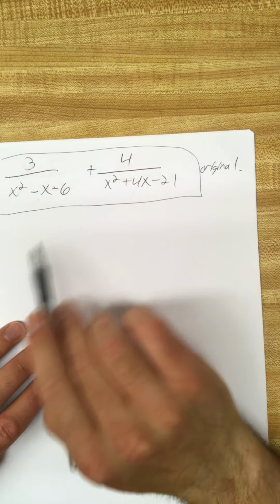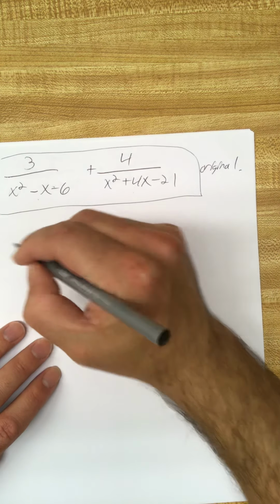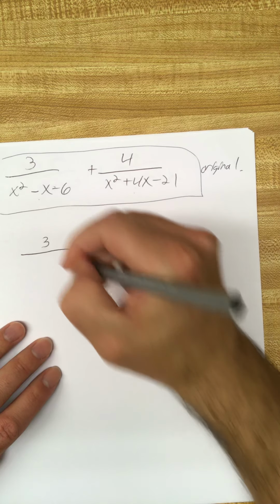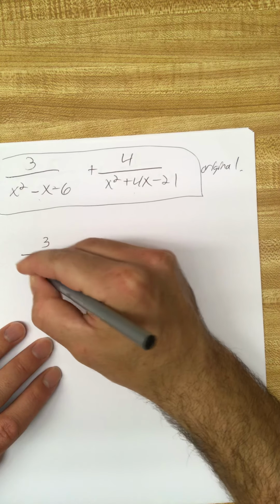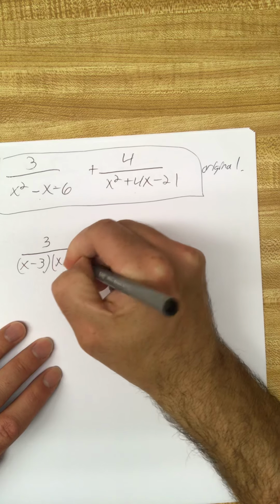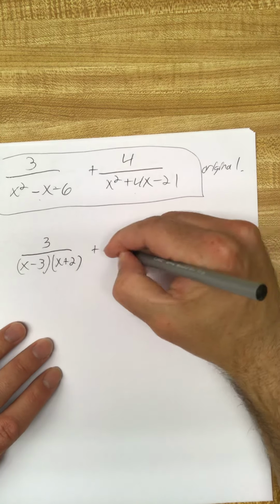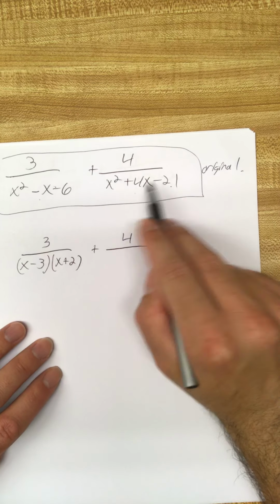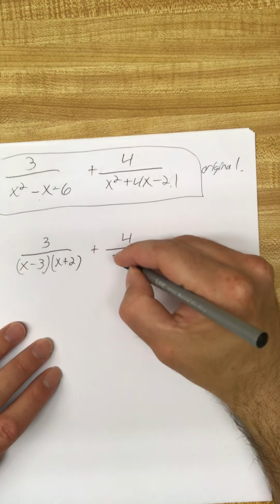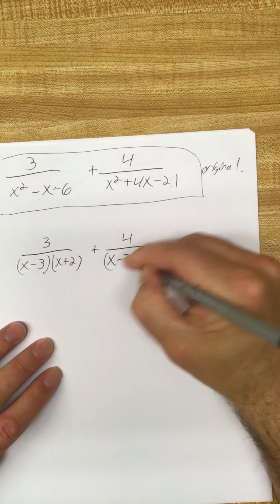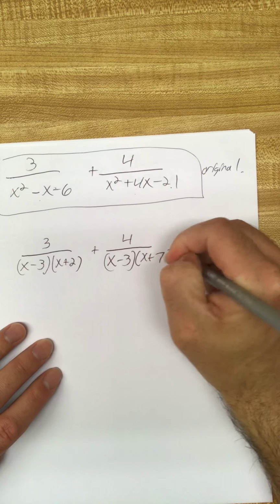The first thing I'm going to do is figure out what these denominators are made of. So do some factoring. Like I said back in November, we're going to be factoring the rest of the year. Sure enough, we are. My denominator over here factors: 21 with a difference of 4, so we're going to go x minus 3 and then x plus 7.